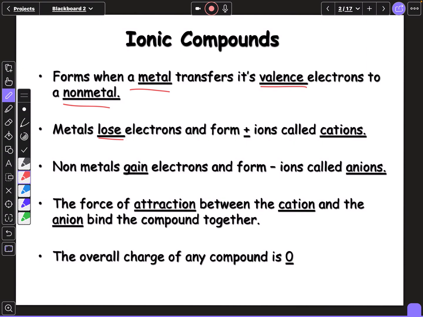Metals lose electrons. We explained why that was just now. And they form positive ions called cations. Remember, cats are positive. Nonmetals gain electrons and form negative ions called anions. That's a negative ion. The force of attraction between the cation and the anion binds the compound together. We said opposites attract. You got a positive and a minus, and they make that compound stay together. The overall charge of any compound is 0. It's neutral.